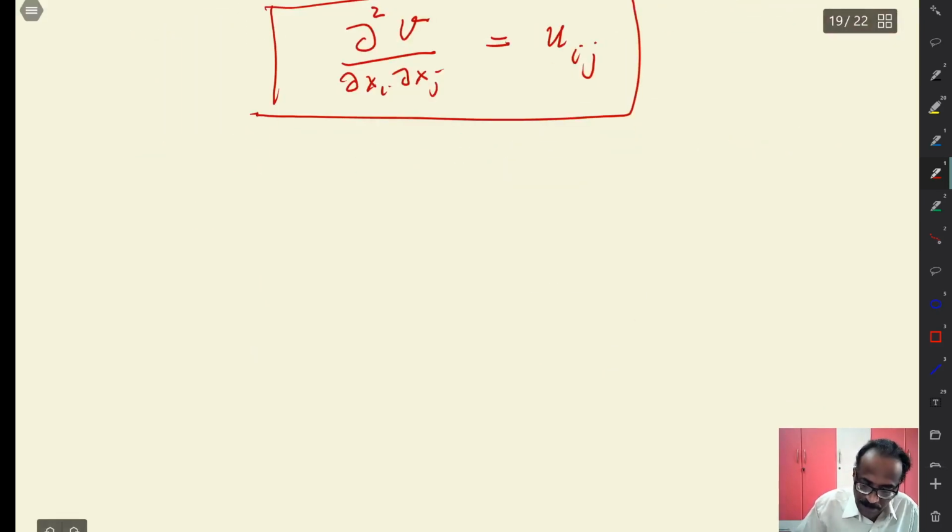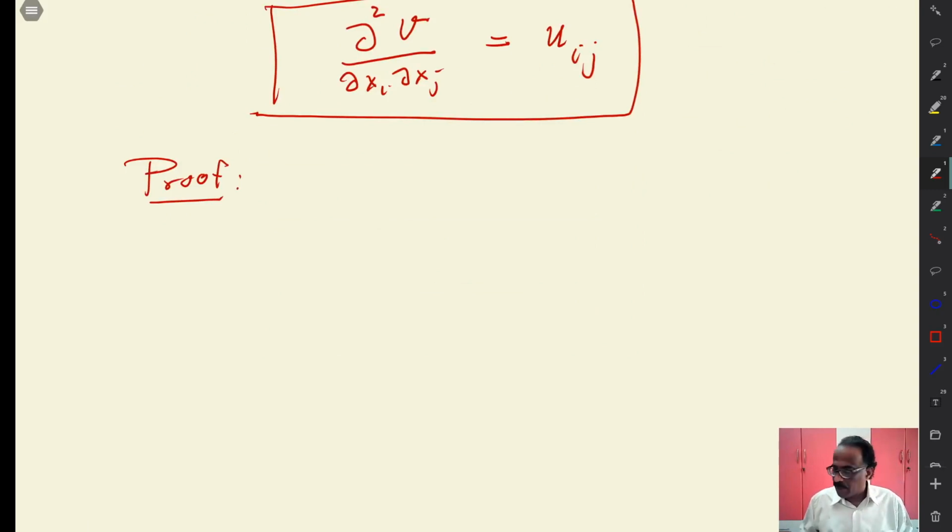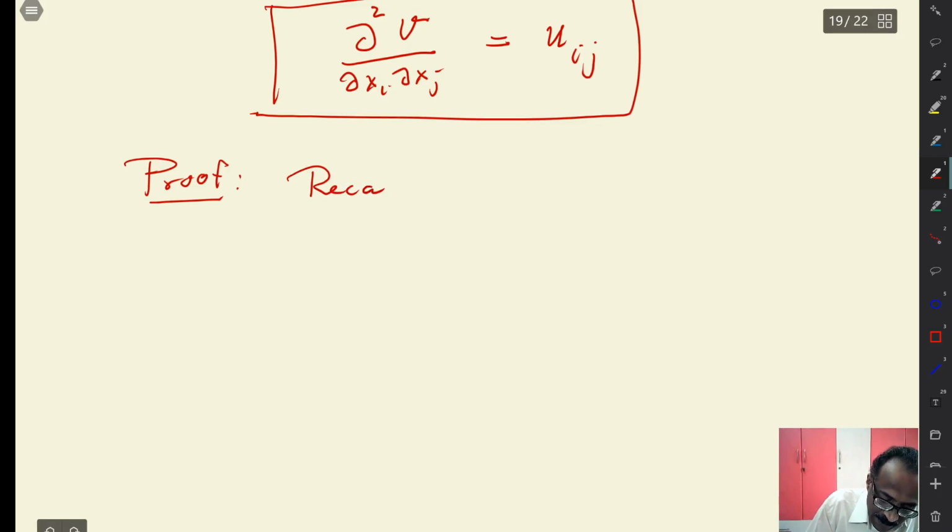Okay, so let me give you the proof. As I told you, there are some mistakes in the proof of this theorem given in the book. So let me recall V. I will not write it again. Recall V, and then recall dV by dxi, which we already computed and gave a notation. This is a standard notation.